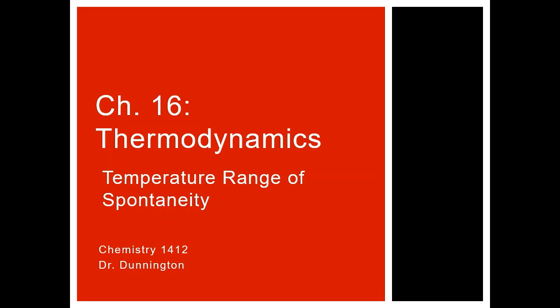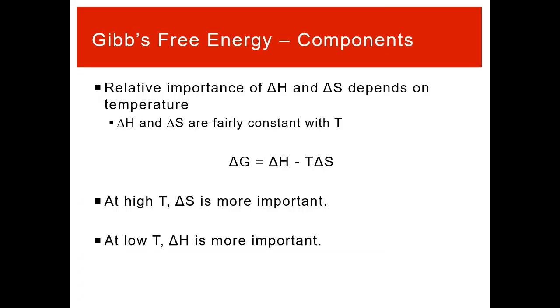So now we want to talk about predicting the temperature range of spontaneity. In addition to giving us a picture of whether a process happens because of the chemical bonds or the disorder aspects, one of the real reasons why we decompose delta G into the delta H and delta S components is because it lets us look at the temperature dependence of delta G, which means the temperature dependence of the spontaneousness of a chemical reaction.